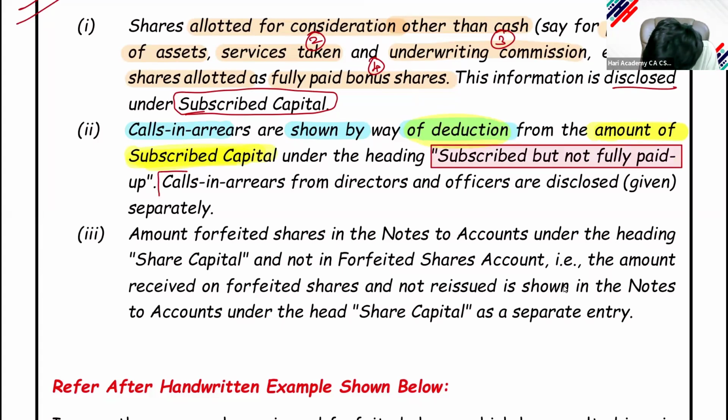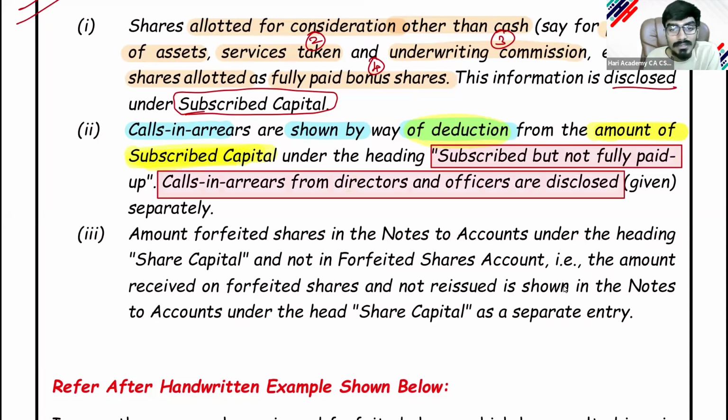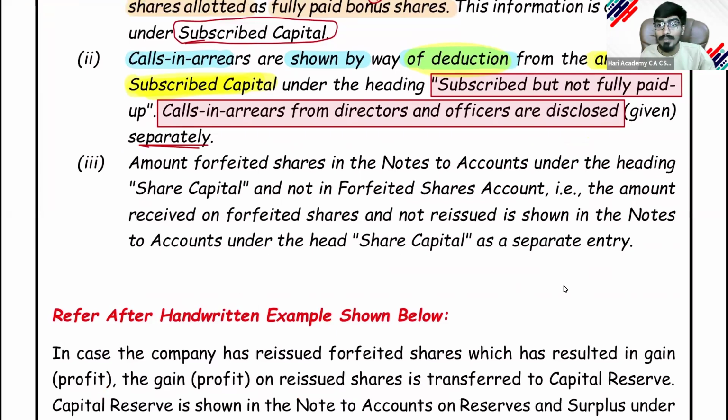Calls in arrears from directors and officers, if any, like ESOP, employee stock option plan, employee stock option scheme, ESOS, where shares are allotted to the directors or the officers, ought to be disclosed. If there are any calls in arrears, like a difference related to the vesting period that we will discuss in ESOP, that should be given separately. Calls in arrears from other shareholders should be shown separately under the same heading, subscribed but not fully paid up. And the calls in arrears from the directors and the officers should be shown as a separate heading under the same subheading.